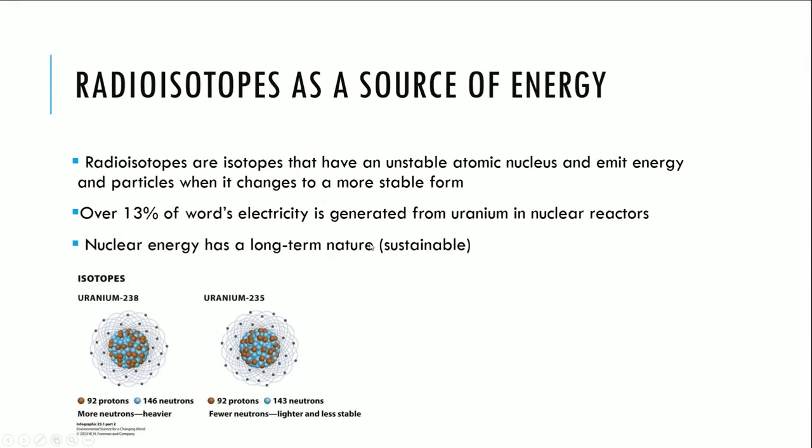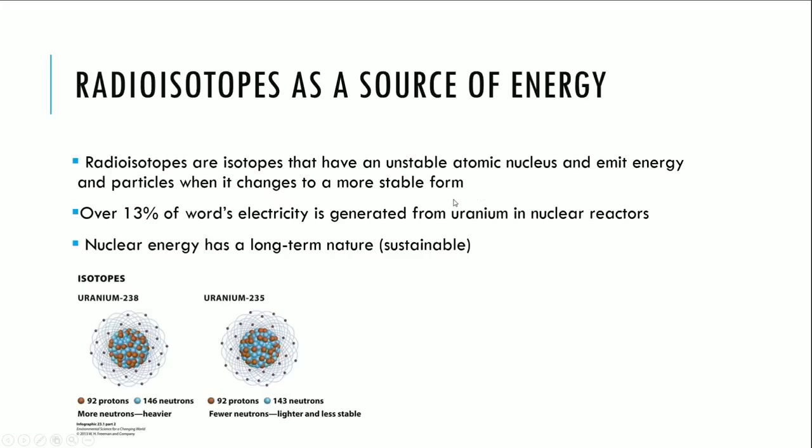So one last point about this topic is regarding radioisotopes and how they can be used as a source of energy. So by definition, radioisotopes are isotopes, which of course are atoms that have the same proton number but different neutron number, that have an unstable atomic nucleus. And so they emit energy and particles as it changes from the unstable nucleus to the more stable form.